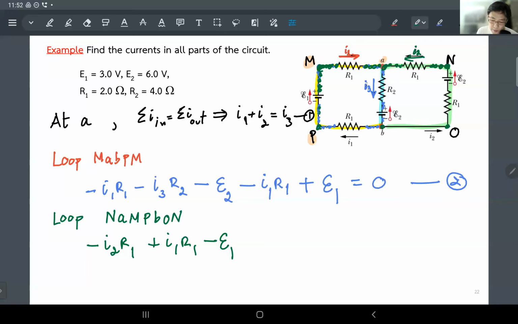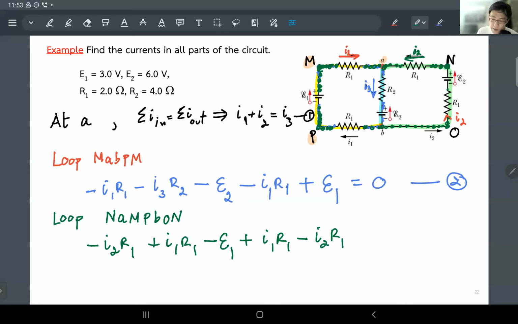Keep going. Point P, nothing happened. Turn. I'm hitting R1 with the I1 going against me. So I'm going uphill. I1 R1. Keep going. Nothing happens. Turn at O. Now I'm hitting R1. But now at R1, I have I2, because I2 has to go up like this. So I'm going along the direction of the current. So I'm going downhill, to a lower potential. So it's going to be negative I2 R1.